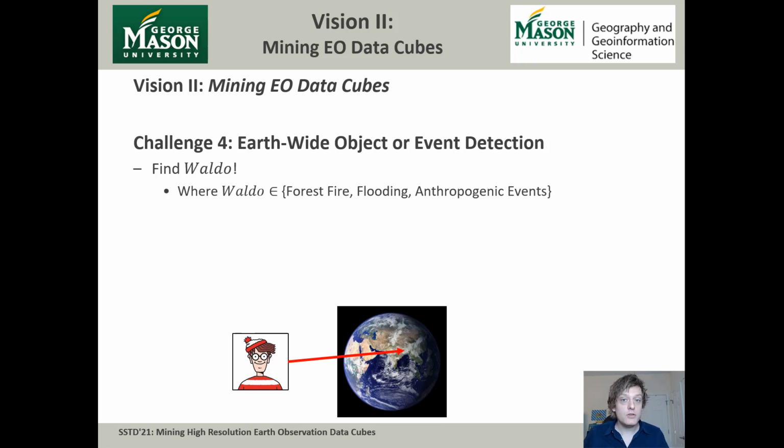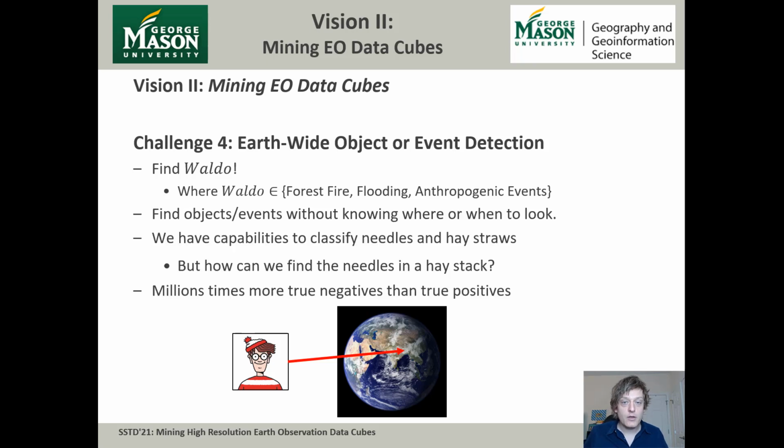Now the challenge here is to find objects or events, let's say a forest fire, without knowing where and when to look. So now the challenge is to find this needle in a haystack. We have the whole planet over time where we are searching, and we are looking for this one little true positive, whereas we have millions, billions, trillions of true negatives.